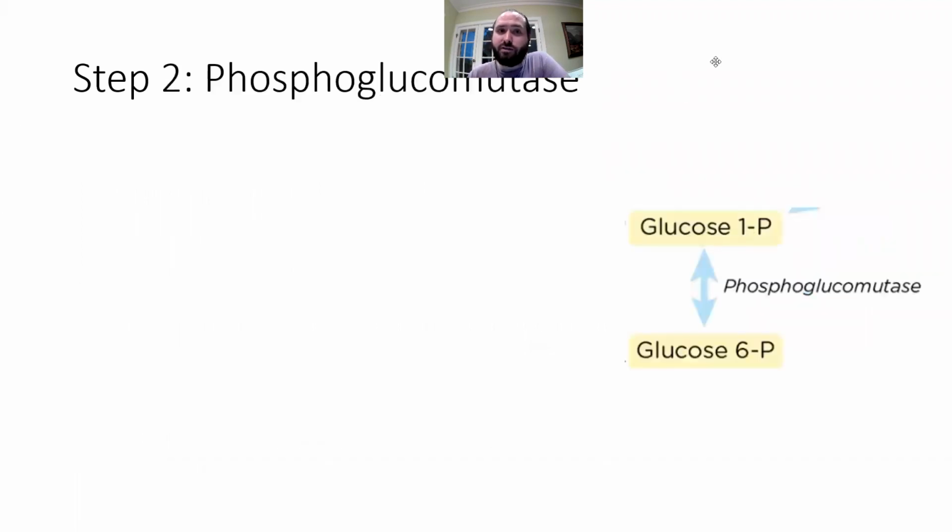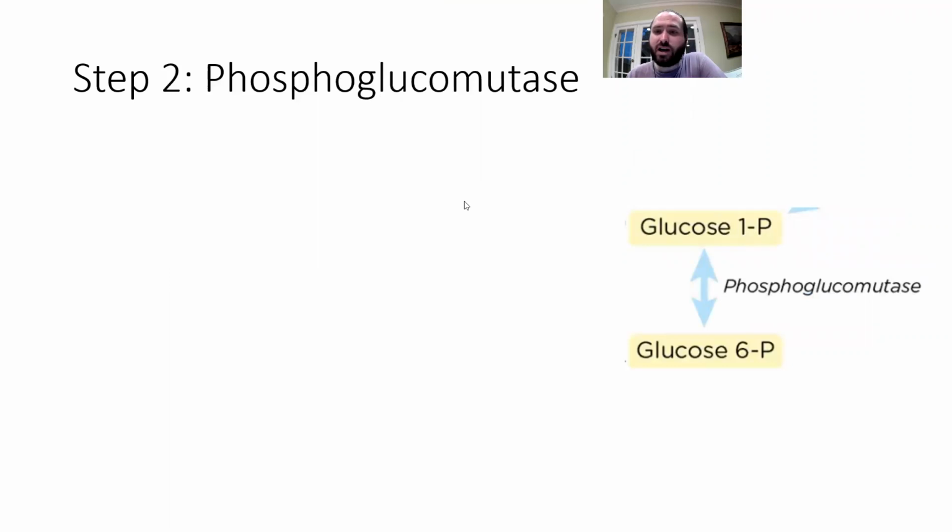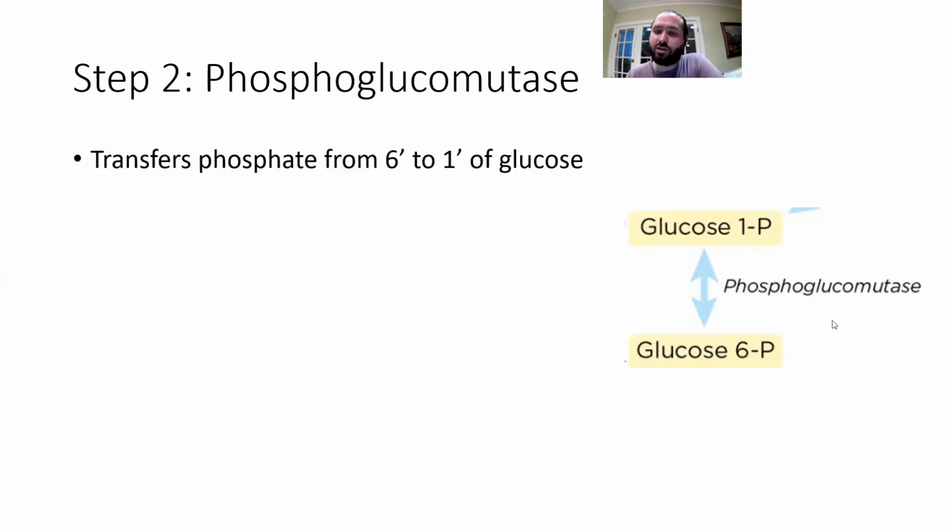Step two of glycogenesis is going to be phosphoglucomutase. We talked about mutases last week. They are transferases that move a functional group from one position to another position. Mutases are a subcategory of isomerases, so we're going to have the same structure. Here's where we have isomers: glucose 6-phosphate is an isomer of glucose 1-phosphate.